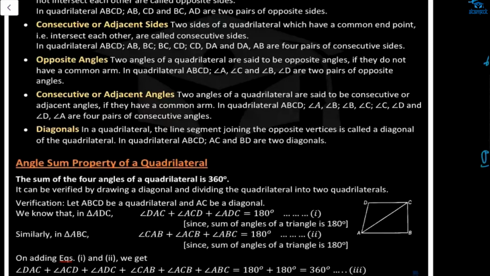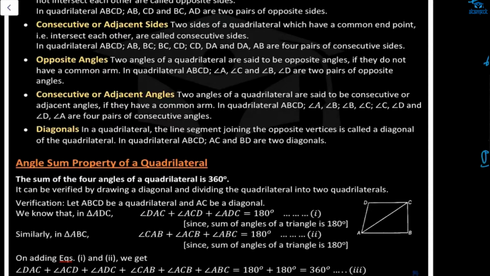Consecutive or adjacent angles. Ma'am, what are consecutive and adjacent angles? Consecutive or adjacent is the same. You can say consecutive means one after another. Two angles of a quadrilateral are said to be consecutive or adjacent if they have a common arm.